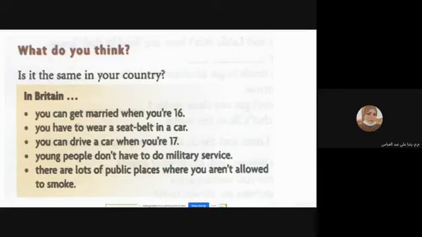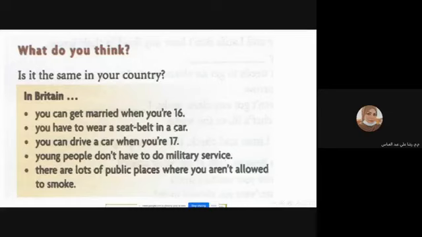Students? It is the same situation, you can get married when you're 16. By law it can be 18. Yes, so you should be 18. Under 18, you have to take permission from your parents. You have to wear a seat belt in a car.